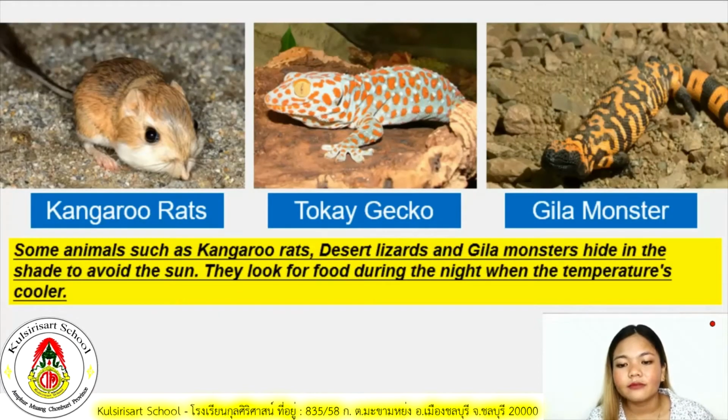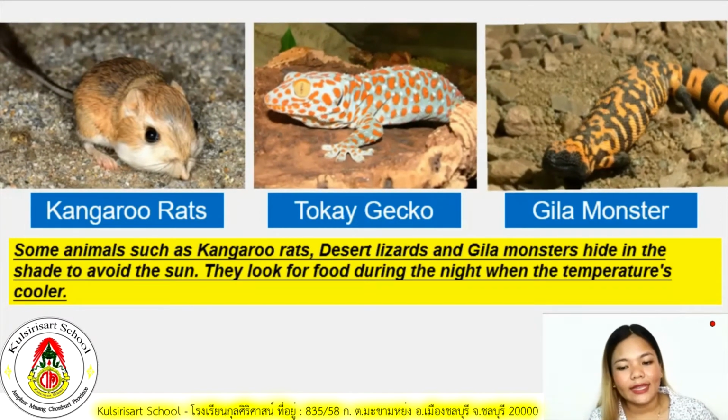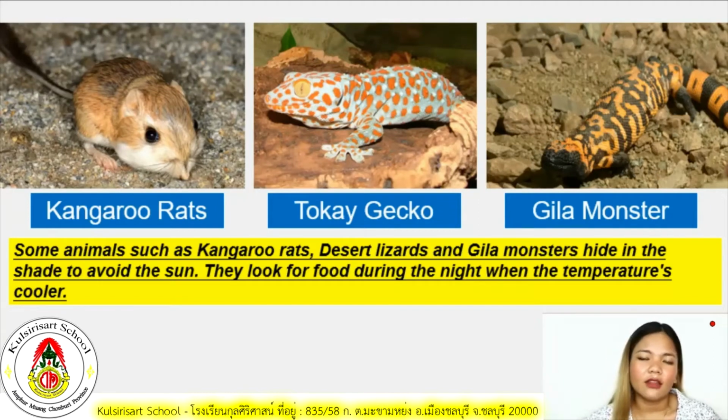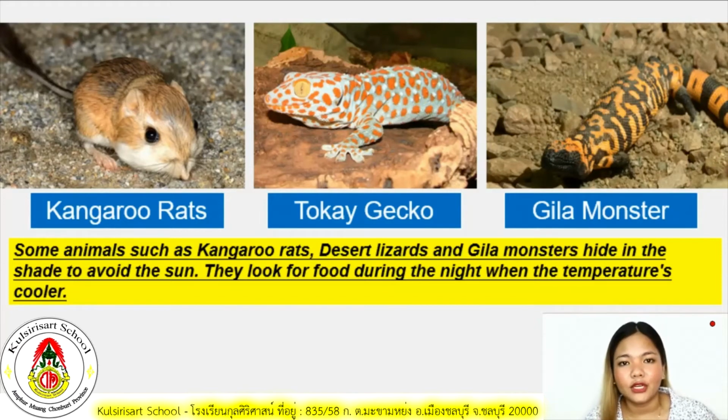And we have here different animals. We have here the kangaroo rat, the tokay gecko, and the Gila monster. Some animals such as kangaroo rats, desert lizards, and Gila monsters hide in the shade to avoid the sun. They look for food during the night when the temperature is cooler. So not all animals in the desert are actually well adapted to it. Unlike the camels who can stay longer without drinking water in the hot heat of the desert, these animals, the kangaroo rat, the tokay gecko, and the Gila monster, cannot tolerate this heat.